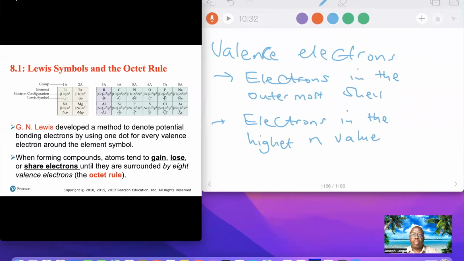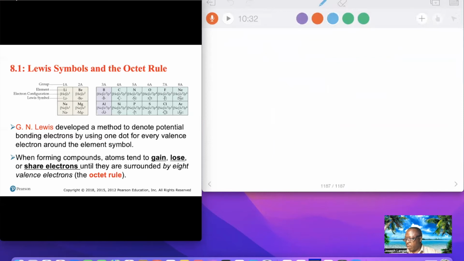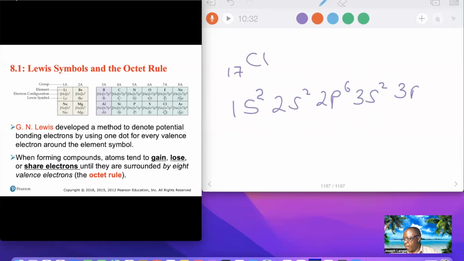When you write the electron configuration for any element, the total number of electrons in the highest n value gives you the valence electrons for that element. For example, chlorine, which is number 17, let's see how you determine the valence electrons. The electron configuration is 1s2, 2s2, 2p6. This gives us 10 electrons, 3s2, 12, and then 3p5.